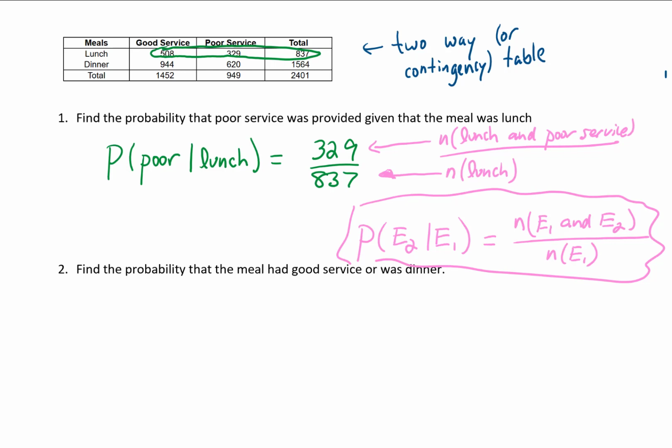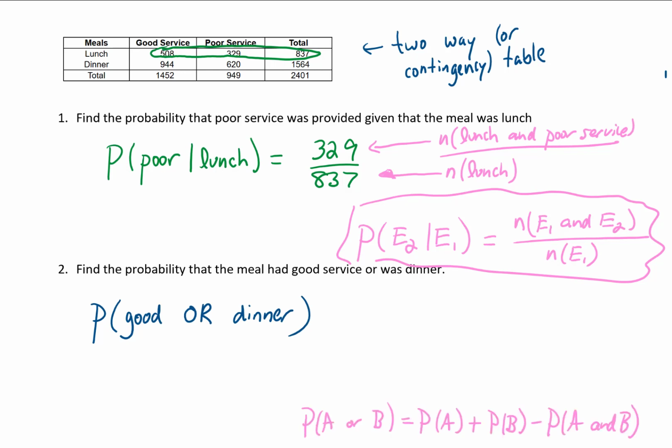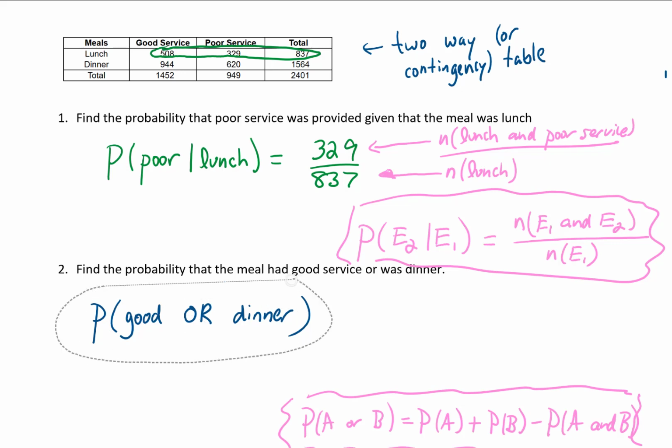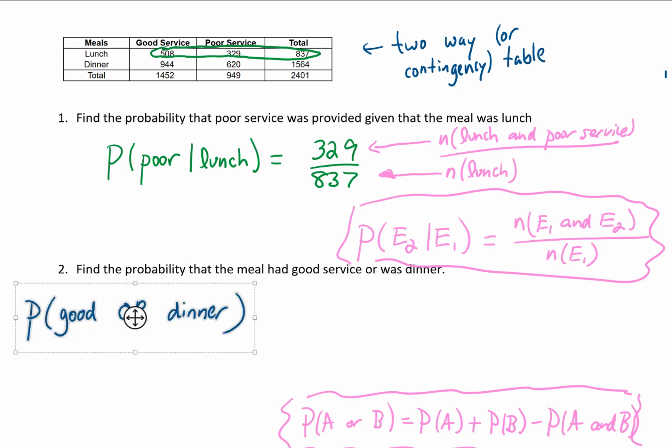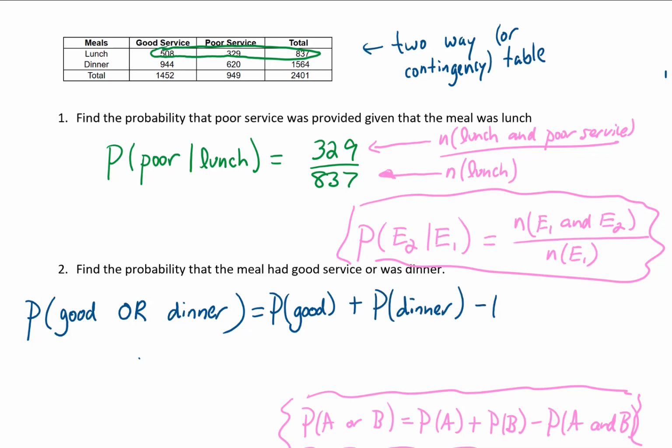Let's do one more probability problem that's going to be a throwback to a previous video. We want to find the probability that the meal had good service or was dinner. This is now an OR problem. So if we can recall our previous formula for OR problems, there it is. That came from the and or video that we just watched previously. And if we use this formula, make a little bit of room here, that's going to look like this. The probability that we got good service plus the probability that we were there for dinner minus the probability that we got good service and we were there for dinner.